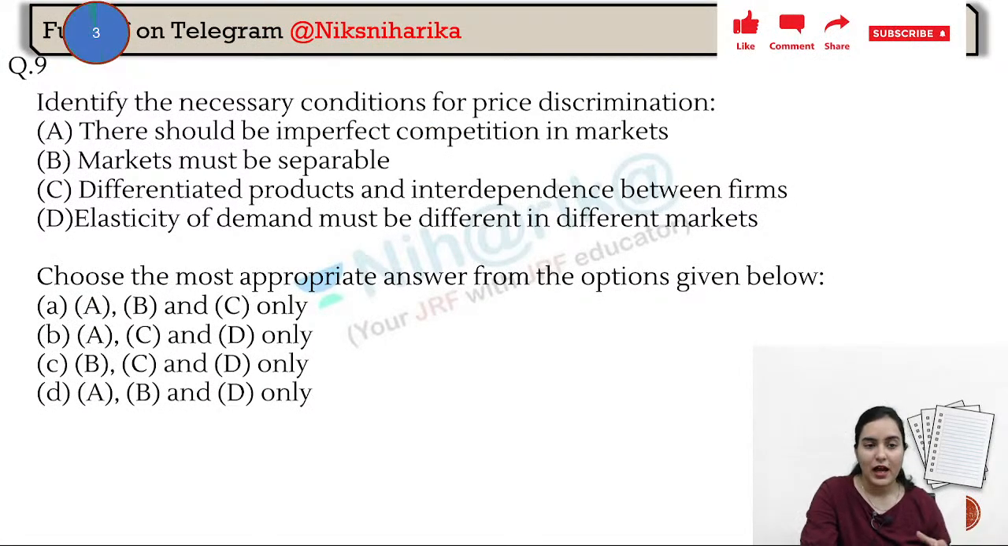Next one. Identify the necessary condition for price discrimination. Price discrimination we have seen, as in the case of railways and movie tickets. So what do you think? There should be imperfect competition in the market. Basically, you just have to find the odd one out quickly.